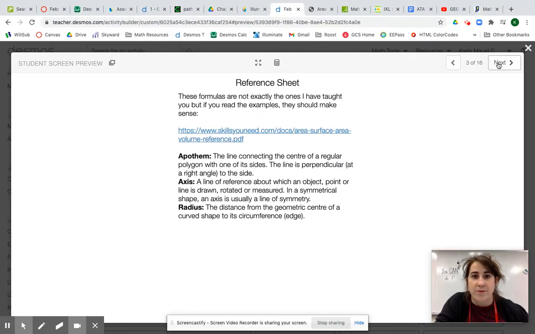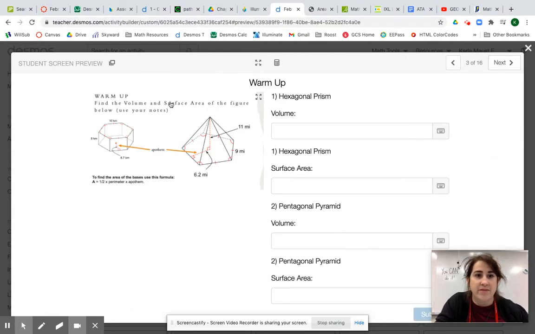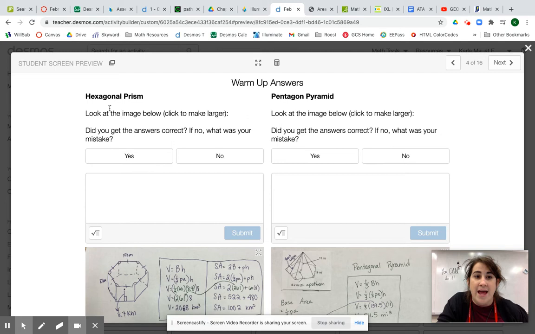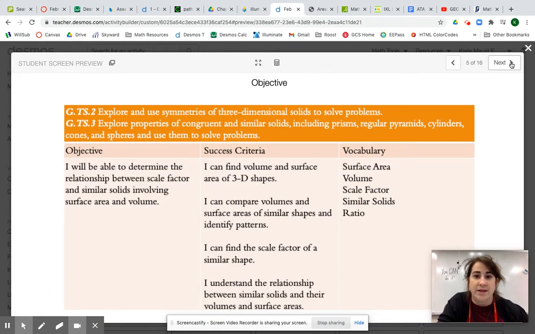Okay, so your warm-up is to find the volume and surface area of the figures below. On the following slide is going to be the answer key. So please don't check the following slides until you finish the first slide, because I want you to be able to see if you can do it on your own before you check the answers. Okay, so I'm going to ask your questions about whether or not you get them correct and why.